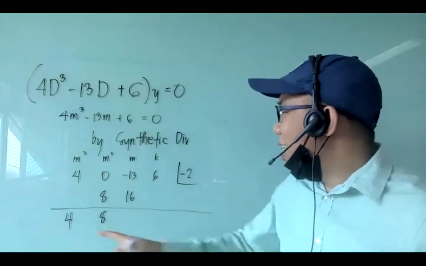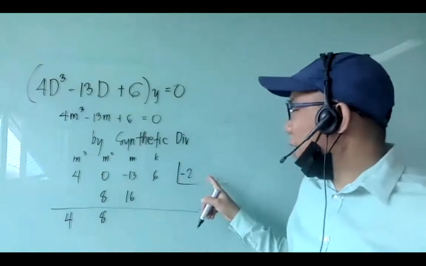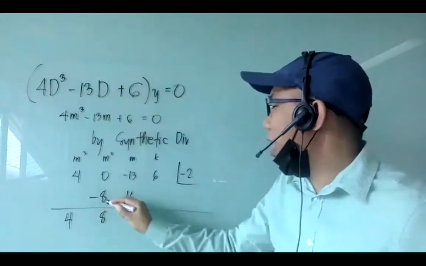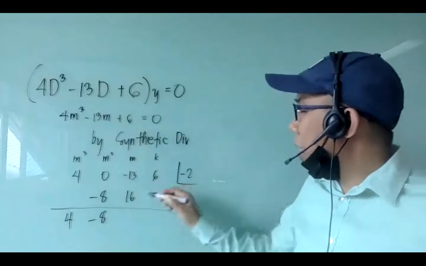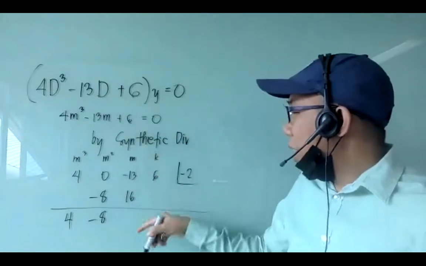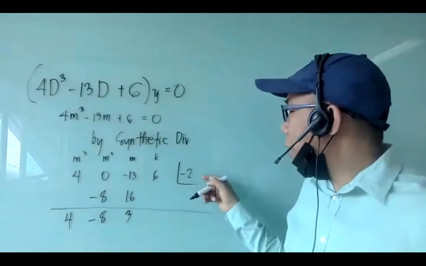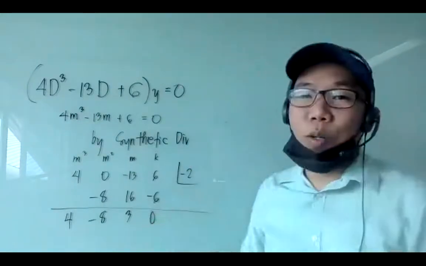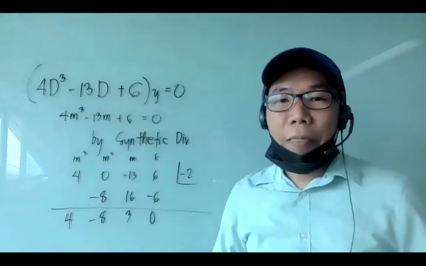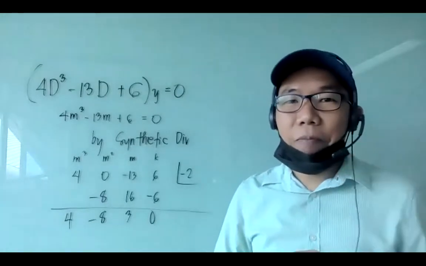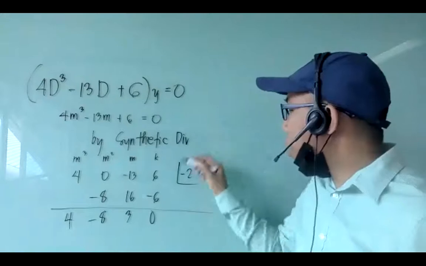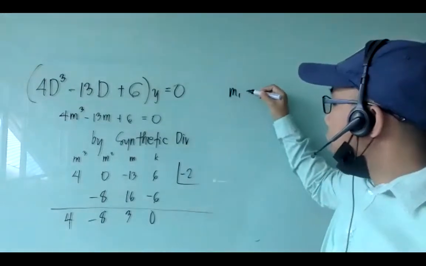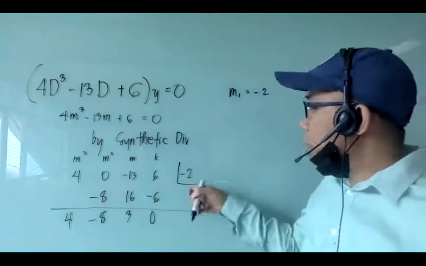4 times negative 2. Kaya trial and error nga ito. So 4 times negative 2, negative 8. Negative 8 times negative 2, positive 16. So magiging positive 3. 3 times negative 2 is minus 6. Kailangan 0 yung pinakadulo. Ganun yung sa synthetic. So isa sa mga roots natin, pwede mo nang sabihin na m sub 1 is equal to negative 2. We now have one of the roots.